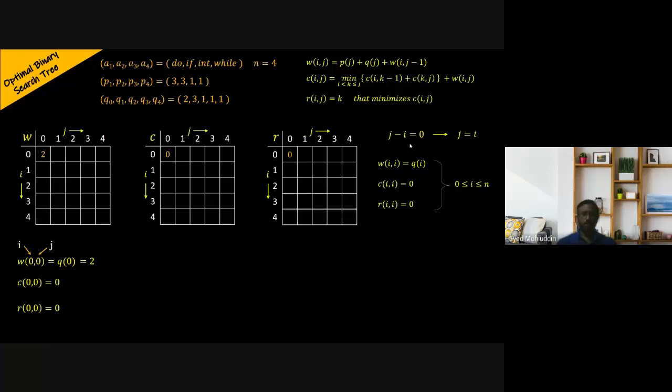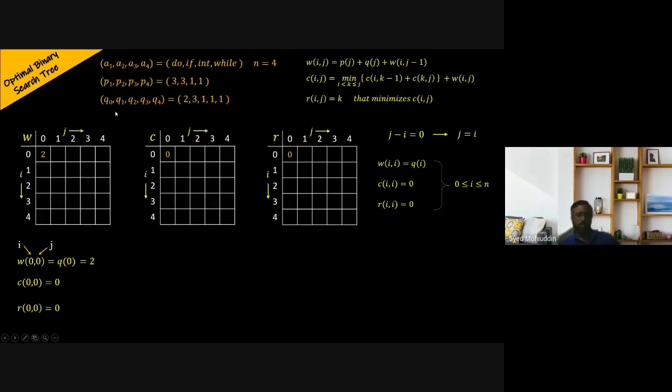Now, here, if you observe, we have 4 elements, A1 to A4. So we have 4 different nodes, and we have to construct an optimal binary search tree for these nodes, and we also have to find the cost. Now the probabilities are given. Because there are 4 nodes, for successful search we have probabilities P1 to P4, that is 3, 3, 1, 1.